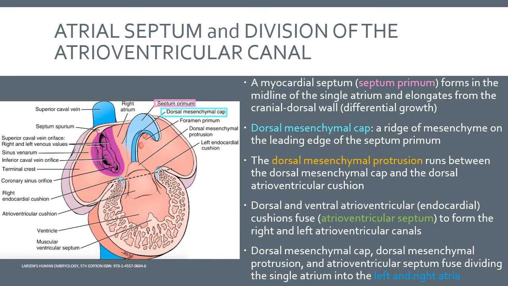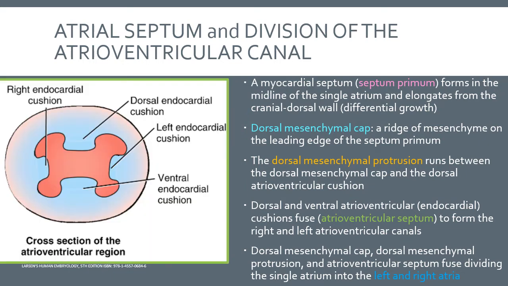Along the leading edge of the septum primum, you get this proliferation of dorsal mesenchyme, okay, and it's called the dorsal mesenchymal cap. So we've got that. Additionally, also dorsal mesenchyme, we have the dorsal mesenchymal protrusion. So this is another growing structure that runs in between the dorsal mesenchymal cap and the dorsal AV canal cushion. Okay, so we've got all these different structures all growing in the same region towards each other.